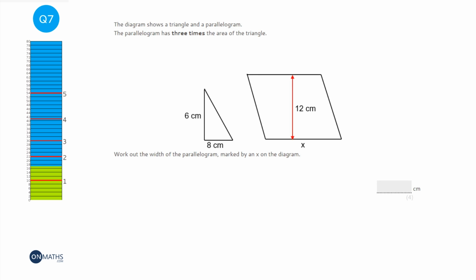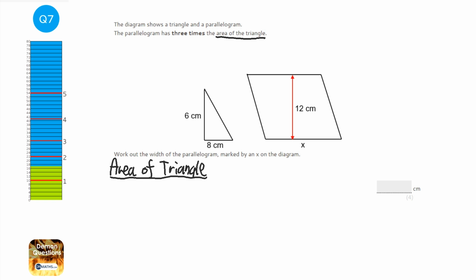Okay, so with this question there are quite a few steps we've got to go through. So it gives us some information about the parallelogram, that the area is 3 times the area of the triangle. So it looks like the place to start is the area of the triangle. So we're going to start off with the area of the triangle, and it's really important for these types of questions to be really clear to the examiner what you're trying to work out. So the area is half times the base times the height.